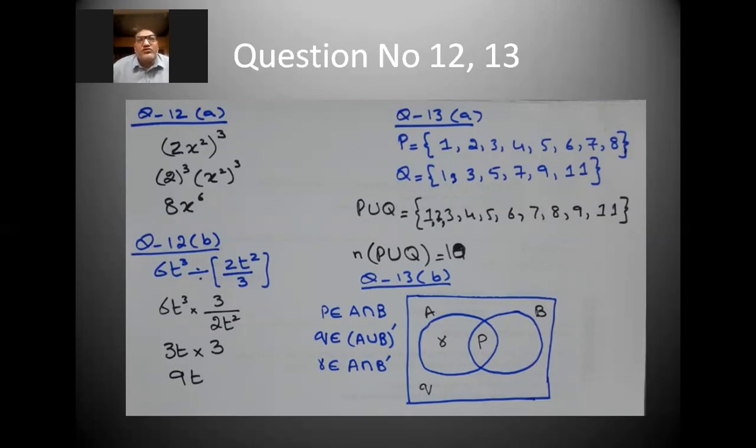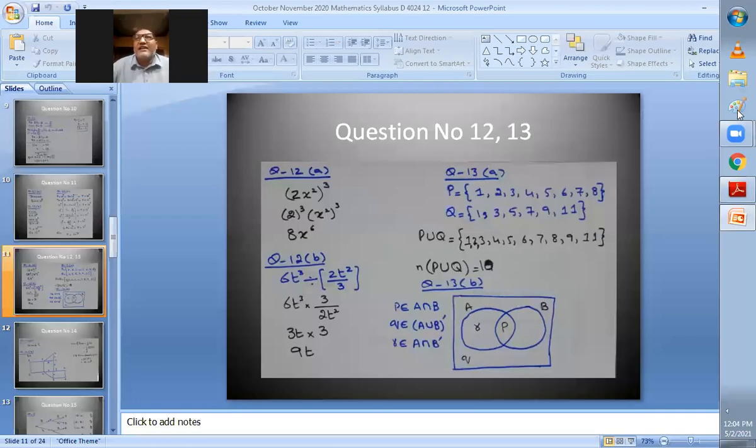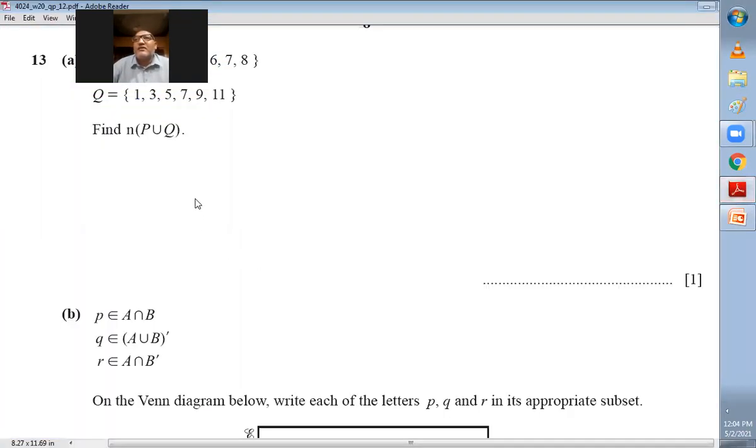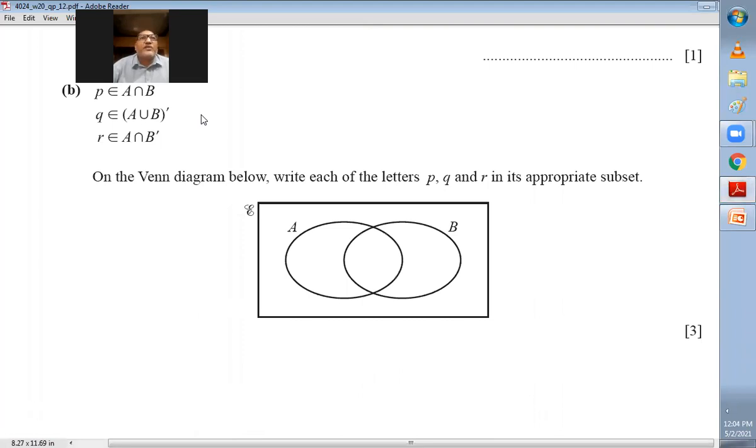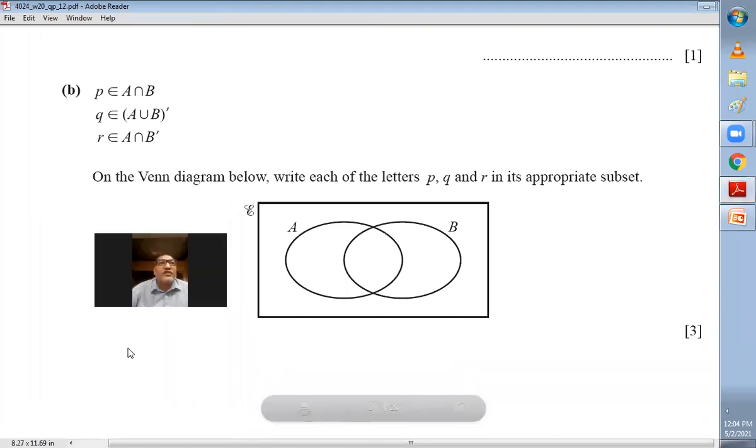This is how you will do question number 13, A part. Let's move to the next part. The next part is of 3 marks, coming up on your screen. He says P belongs to A intersection B, where A and B are overlapping. The P should come there.